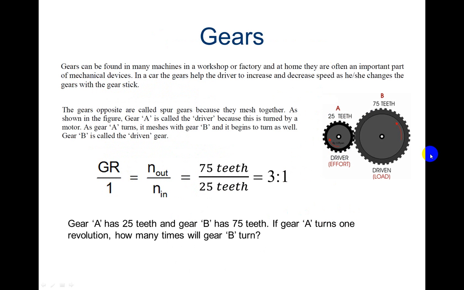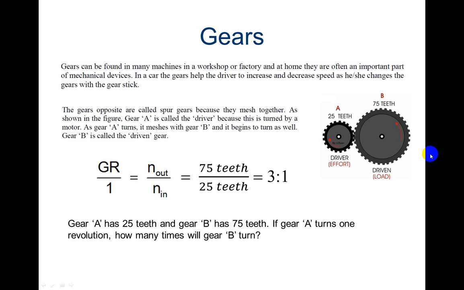Gears can be found in many machines in a workshop or factory, and at home they are often an important part of mechanical devices. In a car, the gears help the driver to increase and decrease speed as he or she changes the gears with the gear stick. The gears opposite are called spur gears because they mesh together. As shown in the figure, gear A is called the driver because it's turned by a motor. As gear A turns, it meshes with gear B and it begins to turn as well. So gear B is called the driven gear.